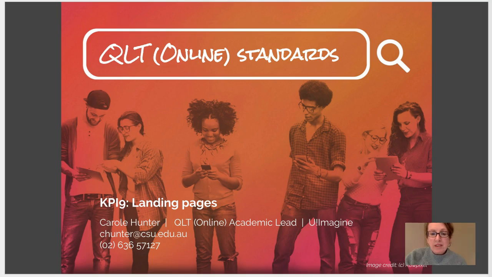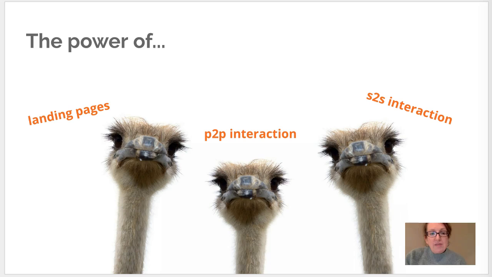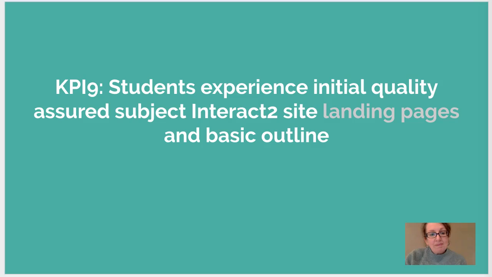So what I want to do is really zoom in on this particular standard, look at a range of different ways and a range of different options there are for landing pages. As well, draw together some really quick tips, some simple things that you can do to improve the quality of your landing page before 2016-60. So again, focuses on landing pages. This is one of the 3 QLT online standards: landing pages, peer-to-peer interaction, and staff-to-student interaction.